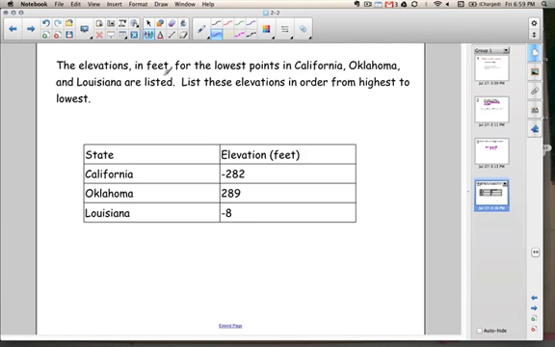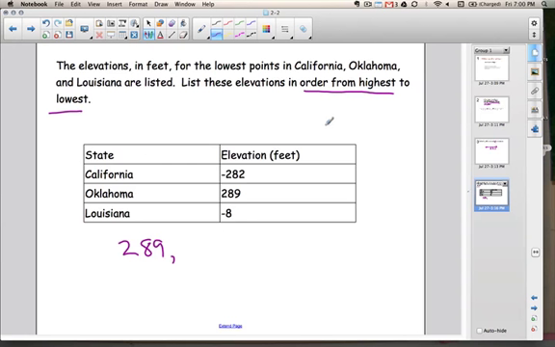Here's another example for us to do. The elevations in feet for the lowest points in California, Oklahoma, and Louisiana are listed here. And we're going to have to take these elevations and put them in order from the highest to the lowest elevation. So we have -282, 289, and -8 feet. And we need to put those in order from the highest to the lowest. Now let's see. If we want the highest ones first, those are going to be our positive numbers. And the only positive number we have here is 289. So that number is going to go first.